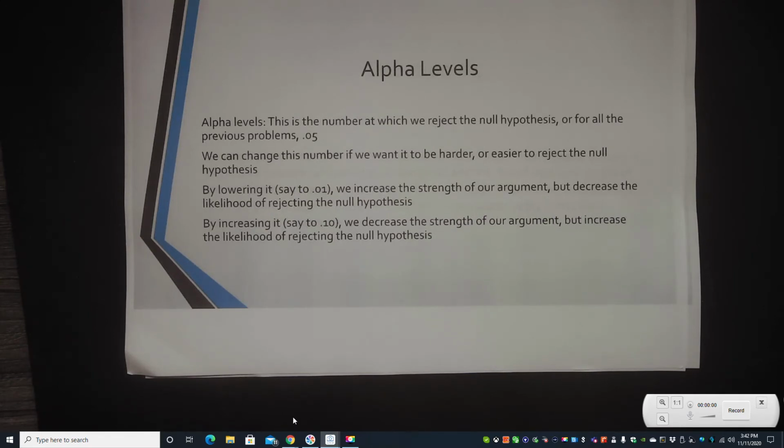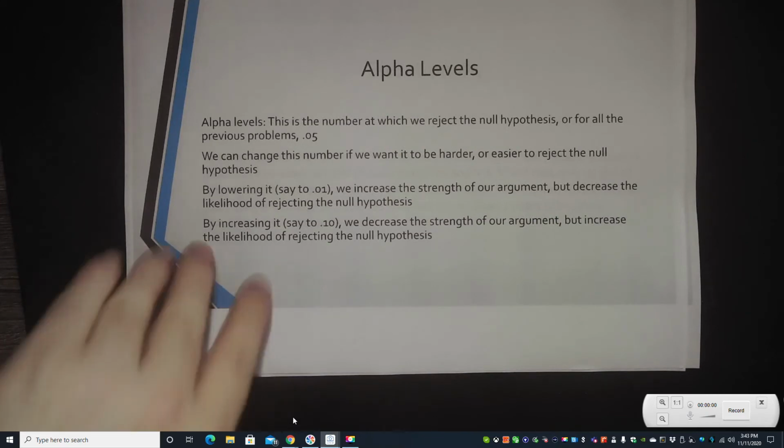So let's say I want even more evidence to show that I can reject a null hypothesis. Well, I can lower it to something like 0.01, and if it still rejects, it's that much more justified to reject the null hypothesis. I can also increase it if I really want to reject the null hypothesis, however, it decreases the strength of my argument because I'm basically trying to really get rid of it.